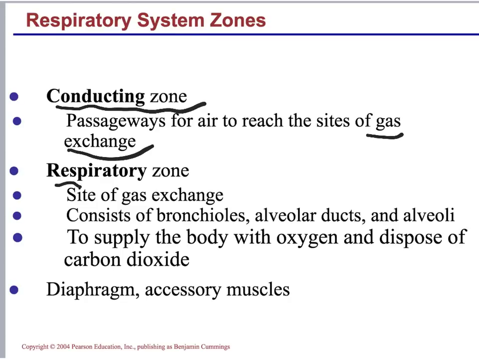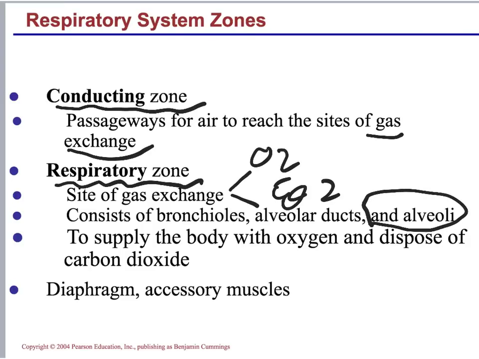And once we get to the very last portion of these conducting zones, where we have the possibility of carbon dioxide and oxygen exchange happening, these areas are known as respiratory zones. Now, these are the areas of the respiratory zones that actually have these air sacs that are called alveoli. That's where the oxygen and carbon dioxide exchange happens.